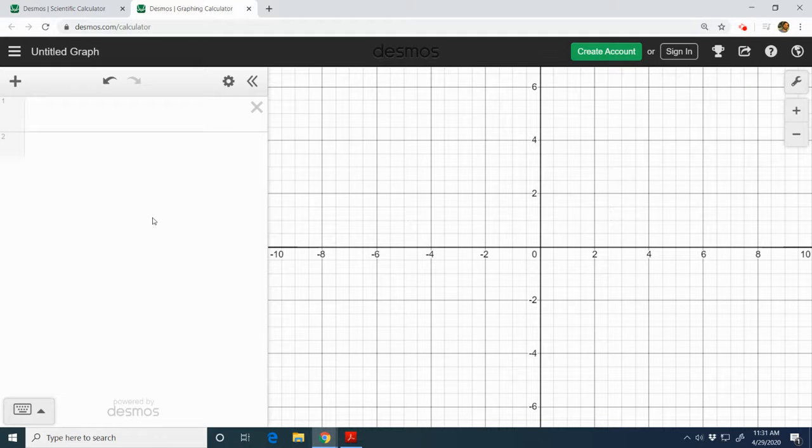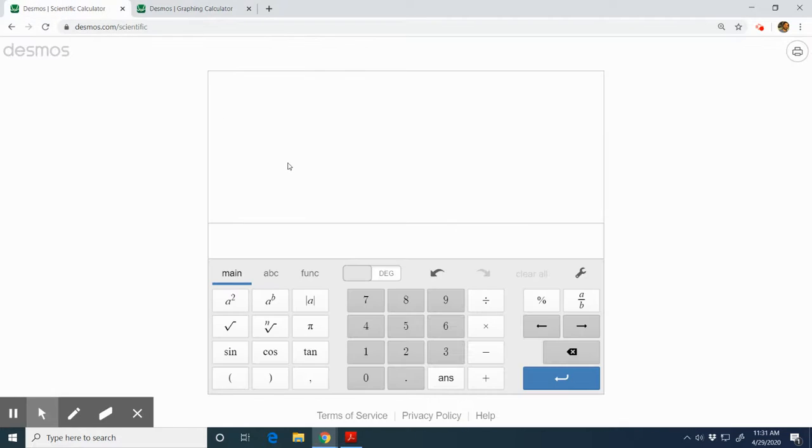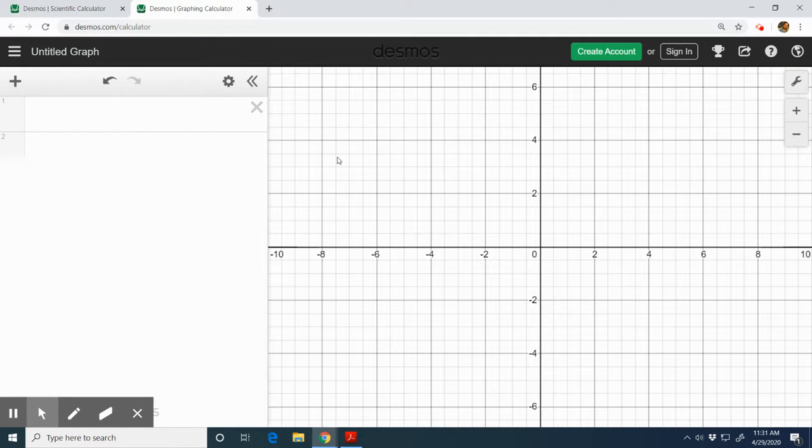Hey everyone, just wanted to make a quick video of how to use the Desmos graphing calculators and the Desmos scientific calculator. You can search for it in Google, Desmos scientific calculator. It's desmos.com/scientific. The graphing one's desmos.com/calculator, or it's two different apps in the App Store. Just search for Desmos and you'll see both of them.